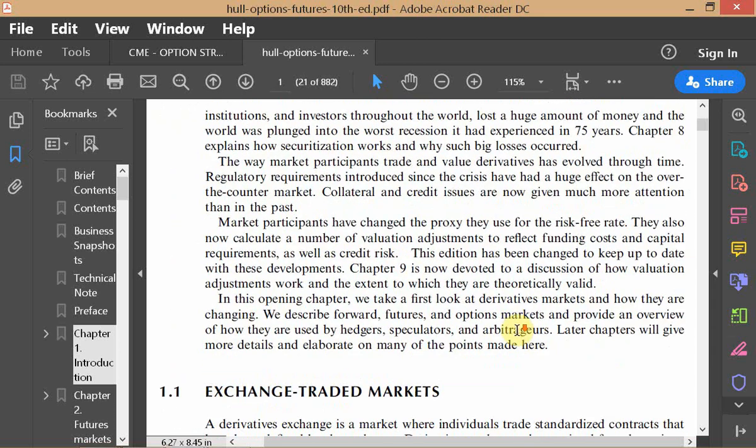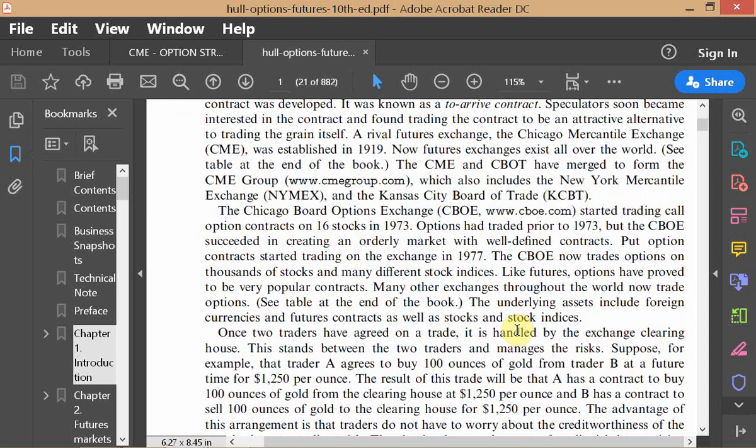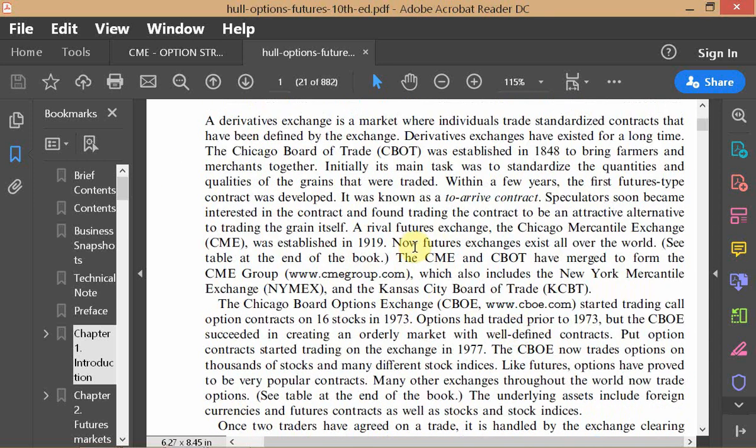Obviously you can read the part before 1.1 also, exchange traded and OTC markets. You can see this here, so this is included in your coverage. It's basically talking about what is what, and you should also know what kind of exchanges exist in India. At least read the Indian part of the book in your textbook. Remember to do that.